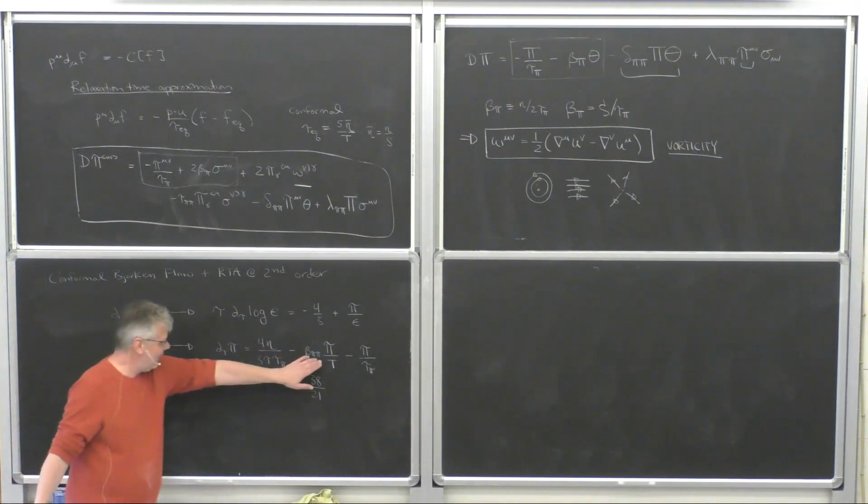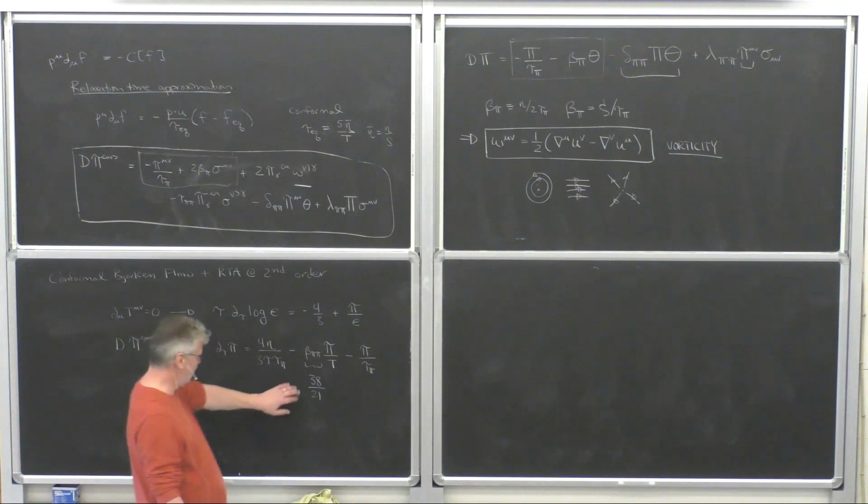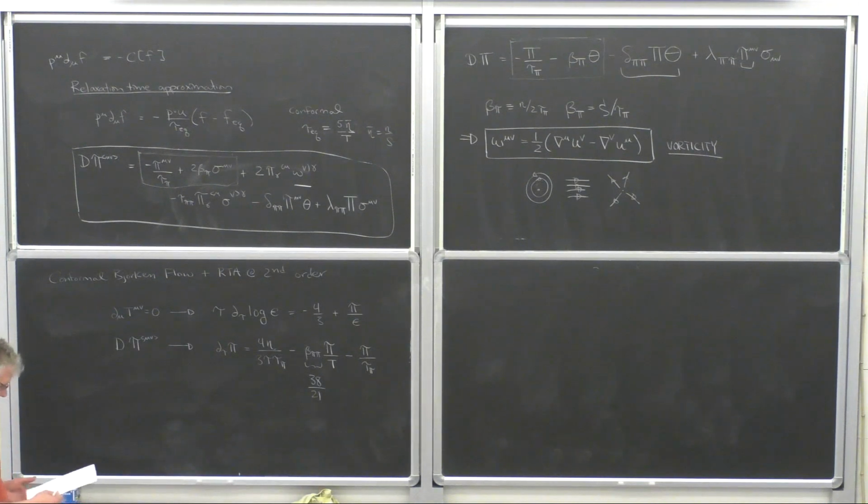And write this second term as something called beta pi pi. In practice, in RTA, that number is a weird number. It just falls in your lap. It's 38 over 21. We'll actually sketch how you can calculate that 38 over 21. It's not at all obvious.